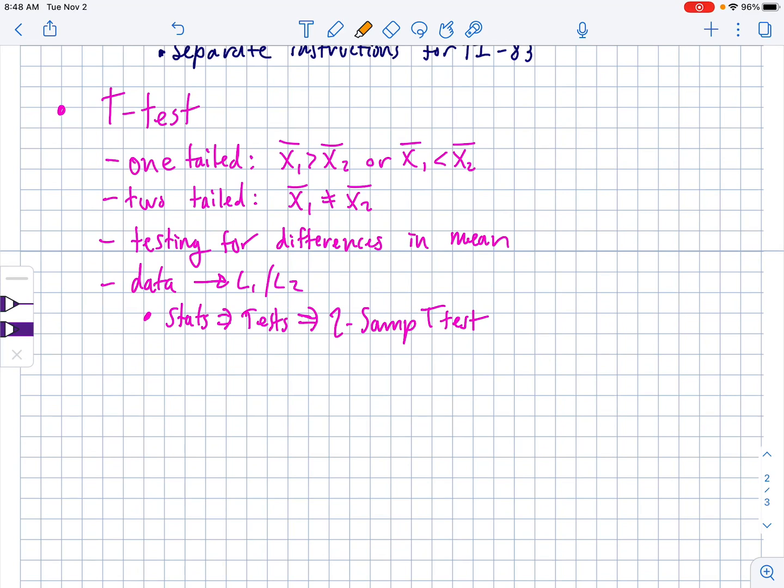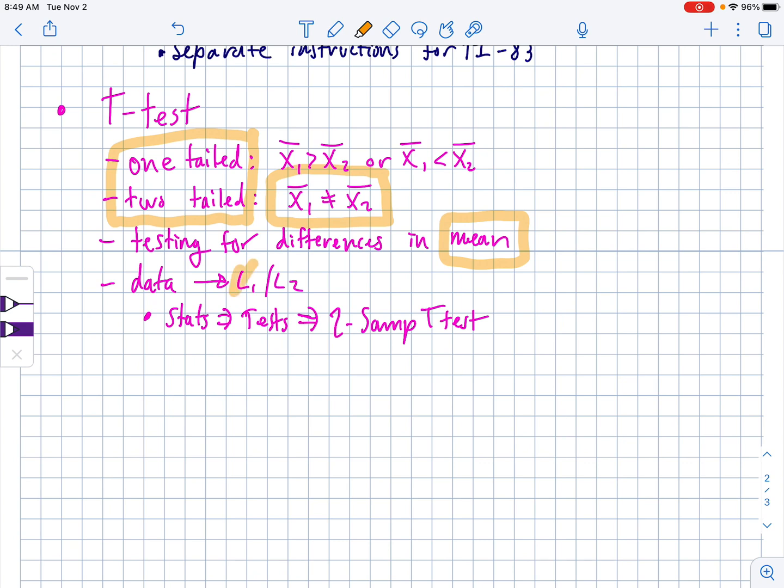The last thing we did in this unit is we did a t-test. I apologize that in my first video I didn't talk about one-tailed versus two-tailed, so I'm saying it here. A one-tailed test is when you're determining if the means are greater than or less than each other, and a two-tailed is when you're testing if they equal each other or not. All of those have to do with differences in mean.